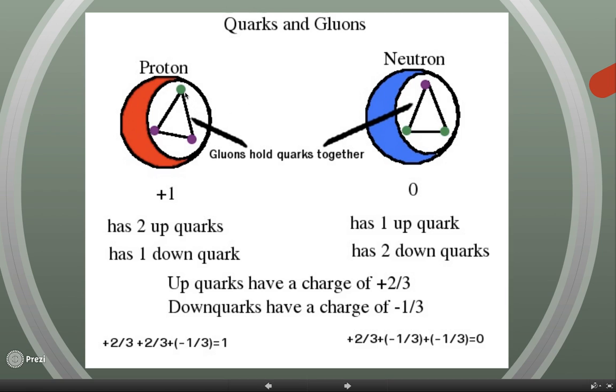Notice the color differentiation here. Over in the proton, the up quarks are colored purple, the down quark is green. Over in the neutron, the down quarks are green and the up quark is purple. You'll have to do the same thing in your atom model. You'll have to make sure you differentiate between the types of quarks in at least 1 proton and 1 neutron. If you look at the model that's hanging in the center of the room, you'll see that that is the case.